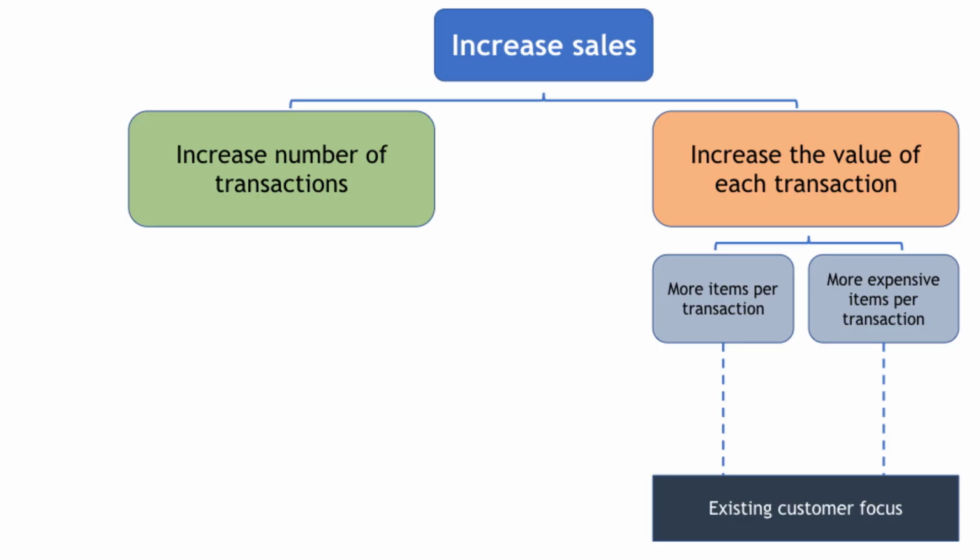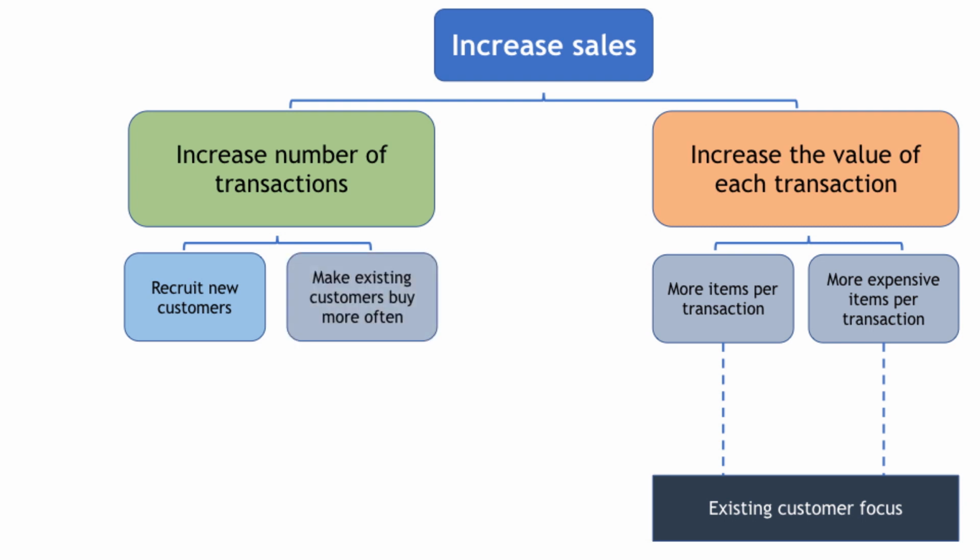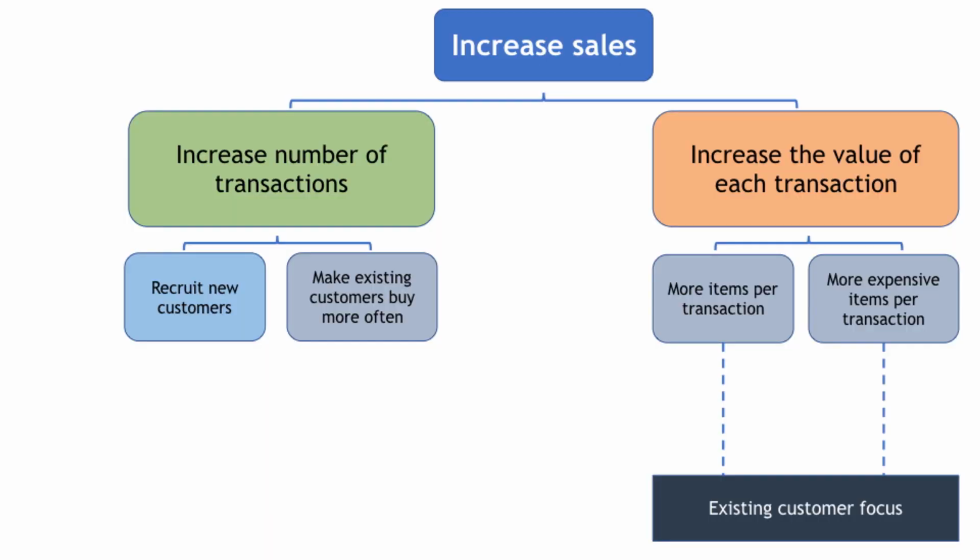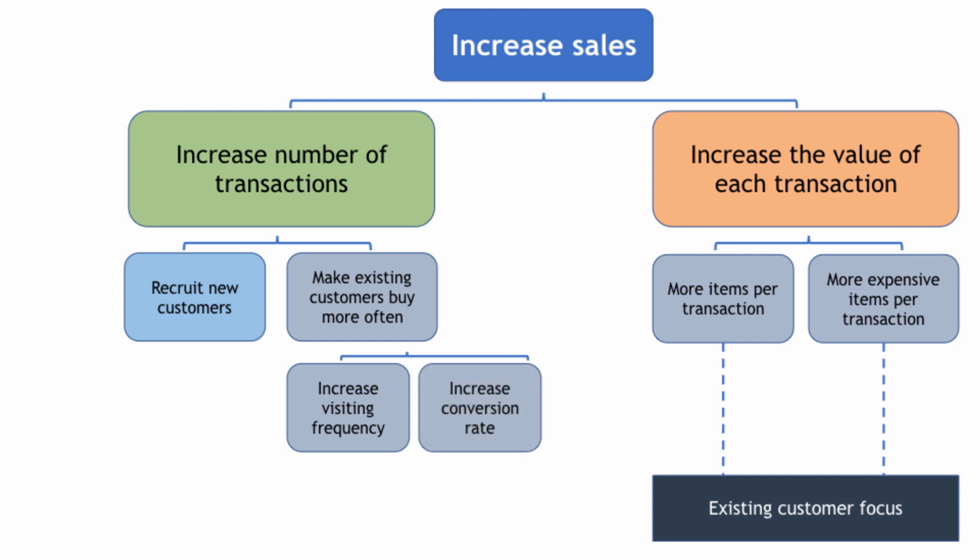If we look at the left-hand side of the sales tree, we see that increasing the number of transactions can only be done in two ways: either by recruiting new customers or by having existing customers buy more often. If we want them to buy more often, there are only two ways of doing that. Either we can convince them to visit us more often, either in our stores or on our website, or we can increase the conversion rate, meaning that every time they visit us, they buy more often. We convert them more often.